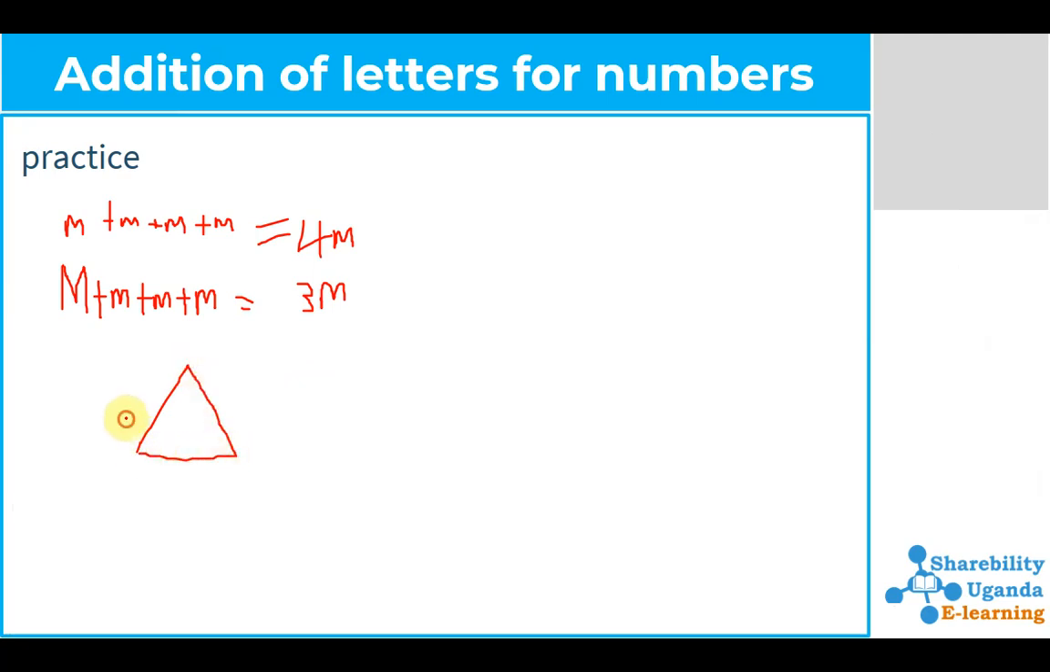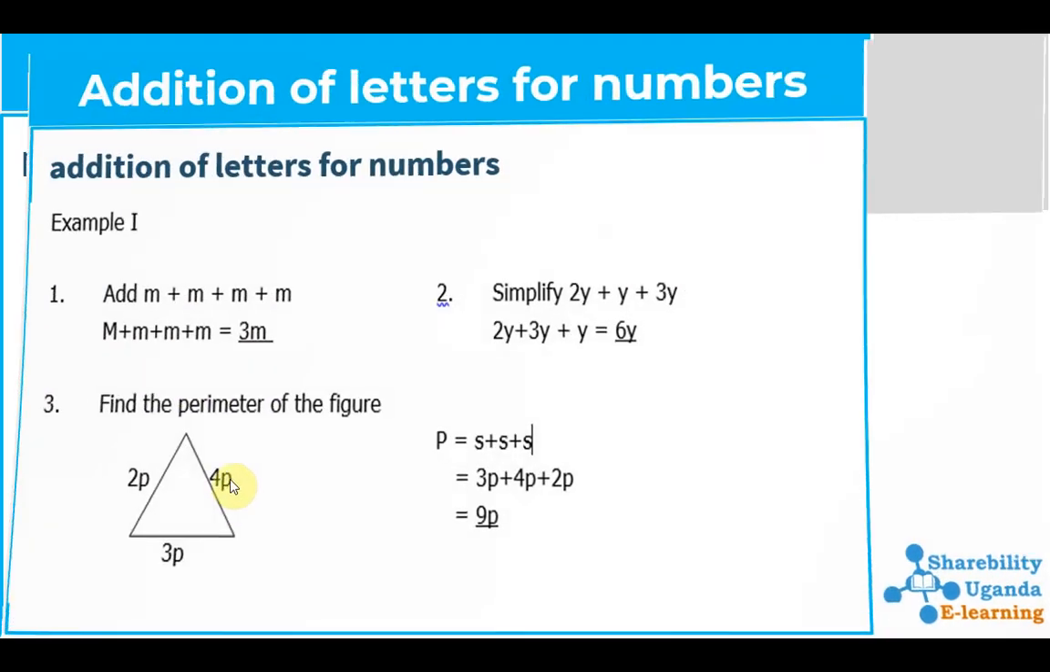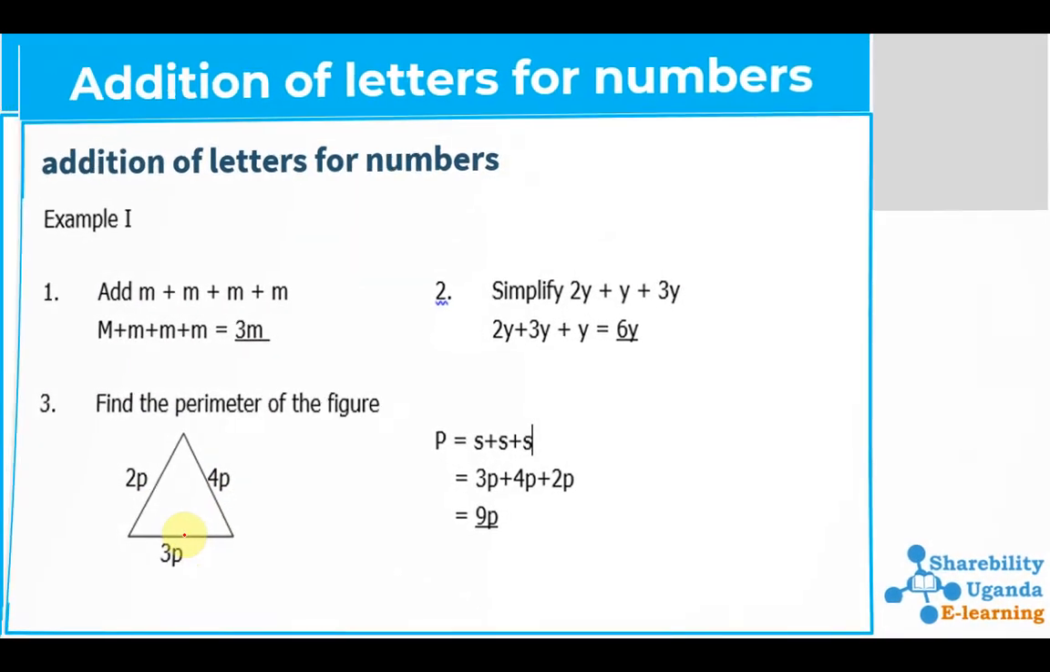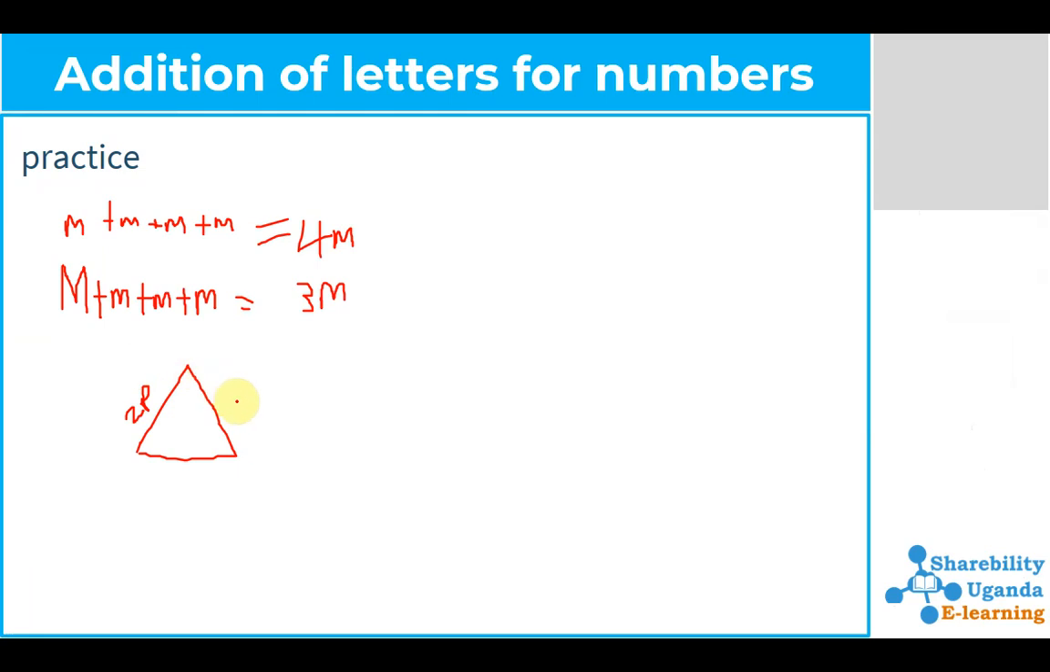So we have been given our 2p here. We have been given our 4p, 3p. Okay. Here we are having our 4p. Okay, we have our 4p, we have our 3p here. These are 3p. Then they are telling us to find the what? To find the perimeter.